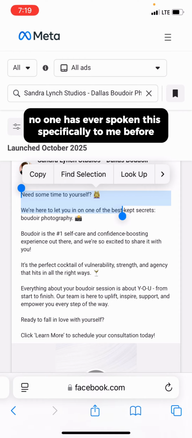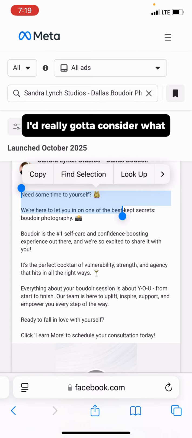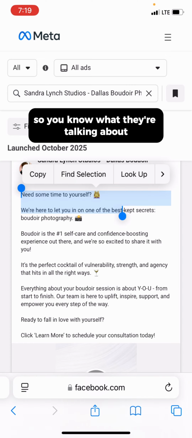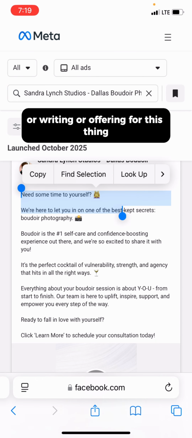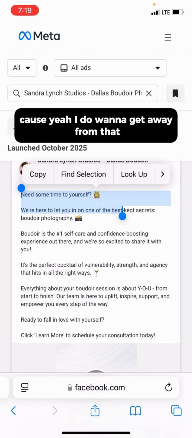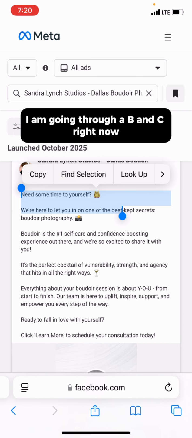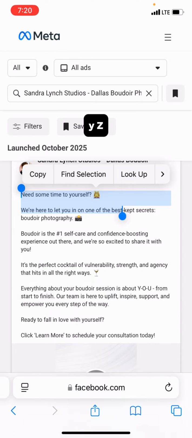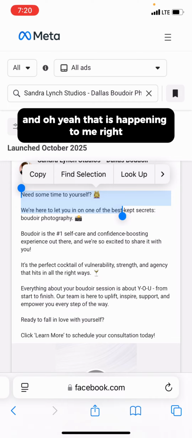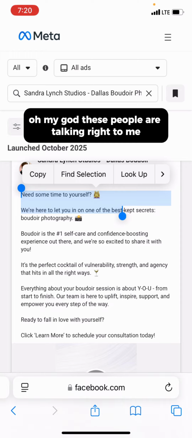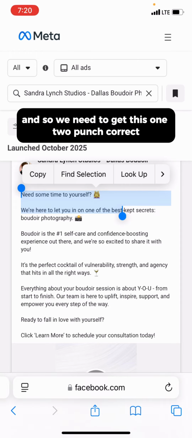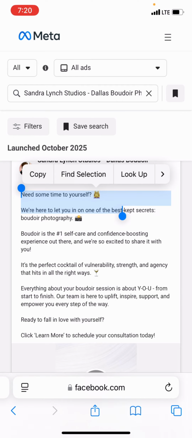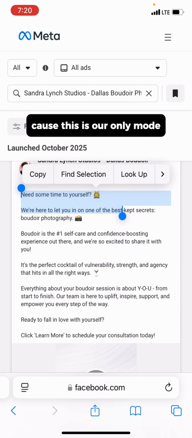And they're just going to be like, wow, no one has ever spoken this specifically to me before. What the heck is going on? I really have to consider what they're talking about or offering. Because, yeah, I do want to get away from that. And yeah, I do want this other thing. And yeah, I don't want to have to do that. And yeah, in my life, I am going through A, B, and C right now. I am thinking, feeling X, Y, Z. Oh yeah, that is happening to me, right? Oh my God, these people are talking right to me. And so we need to get this 1-2 punch correct, the story/narrative, because this is our only moat.